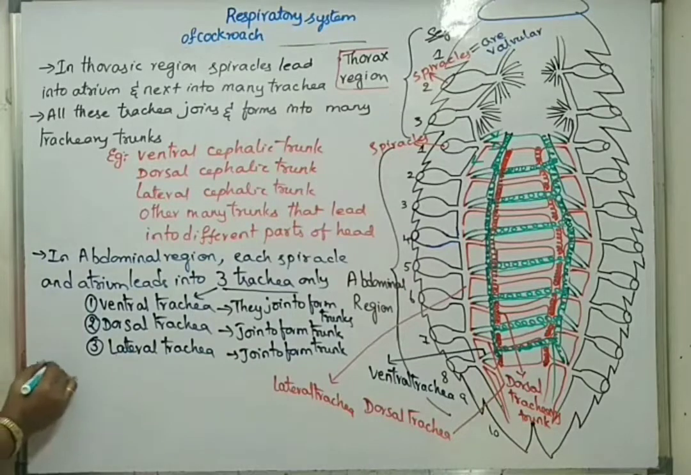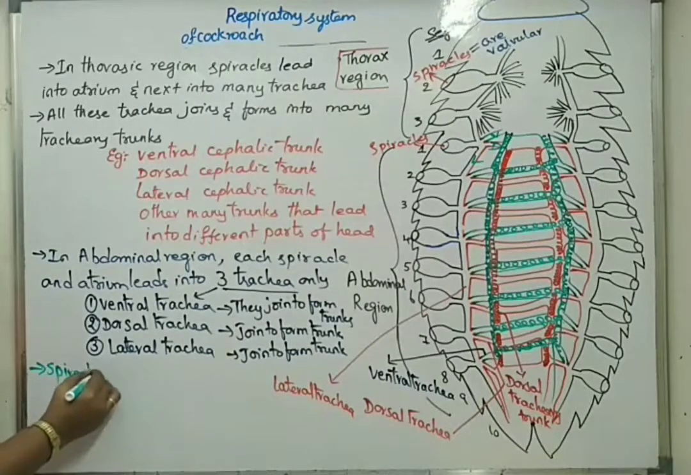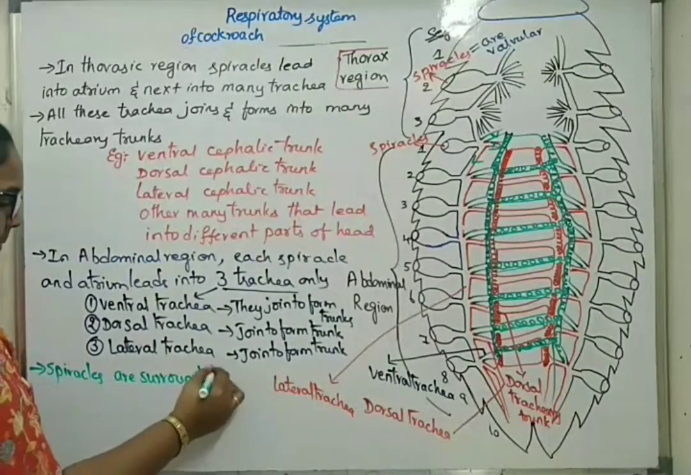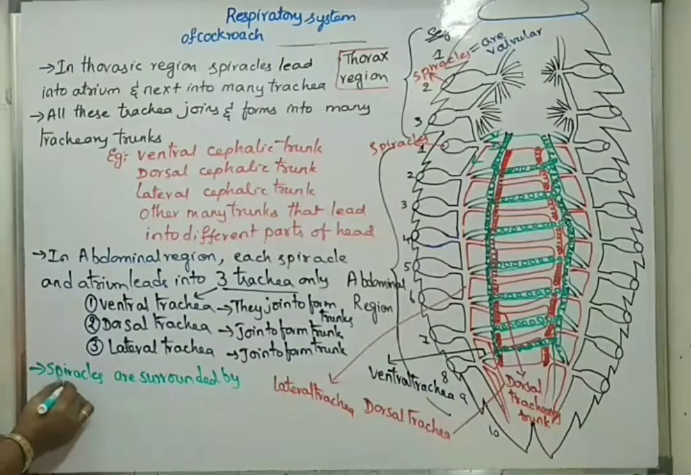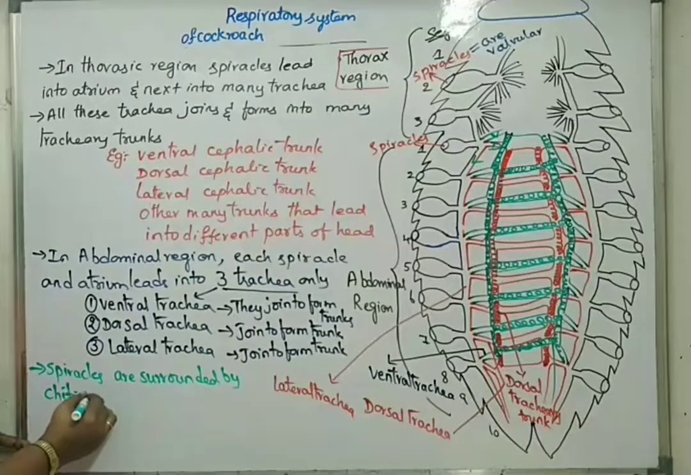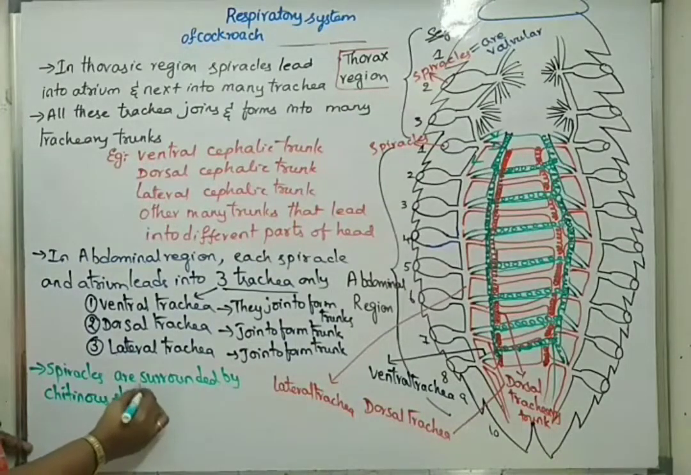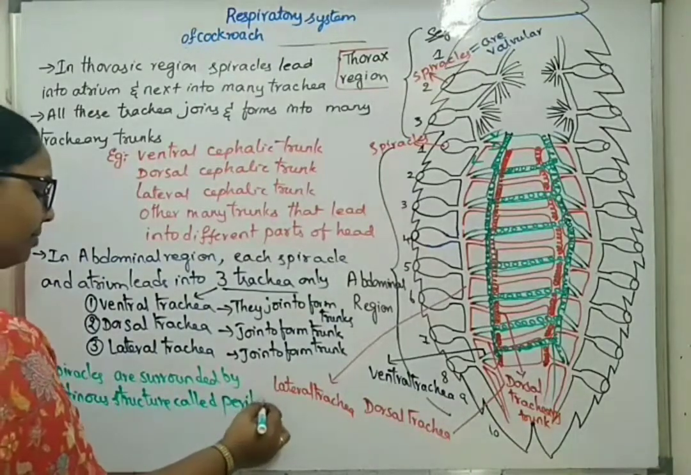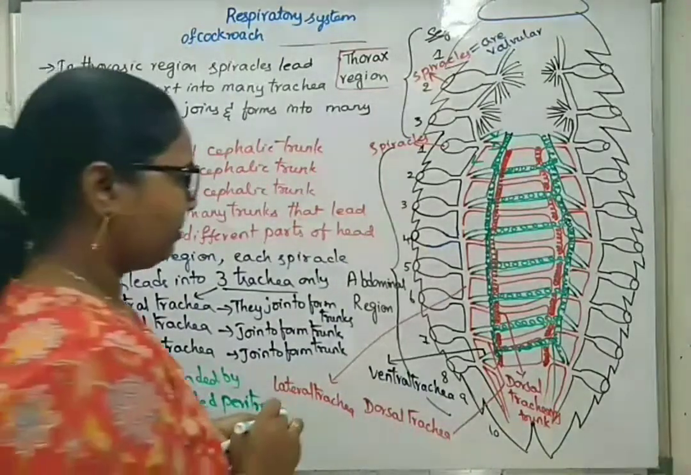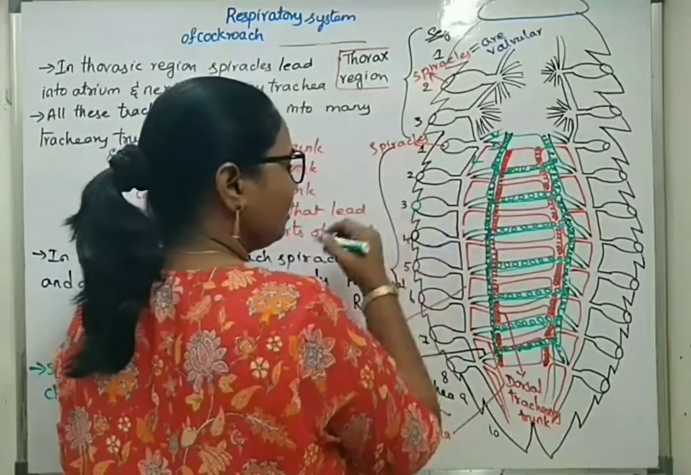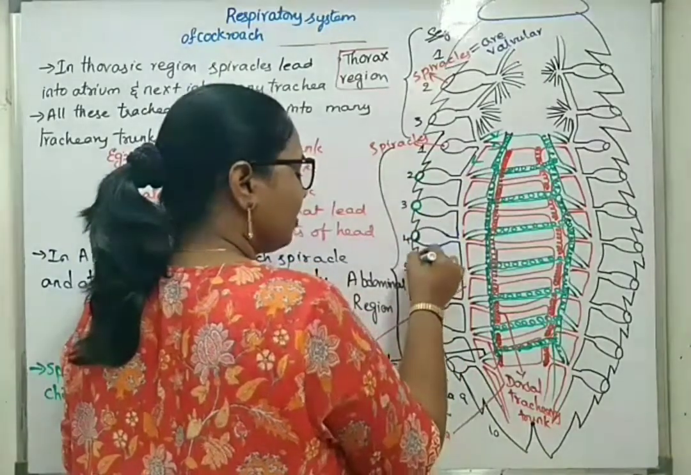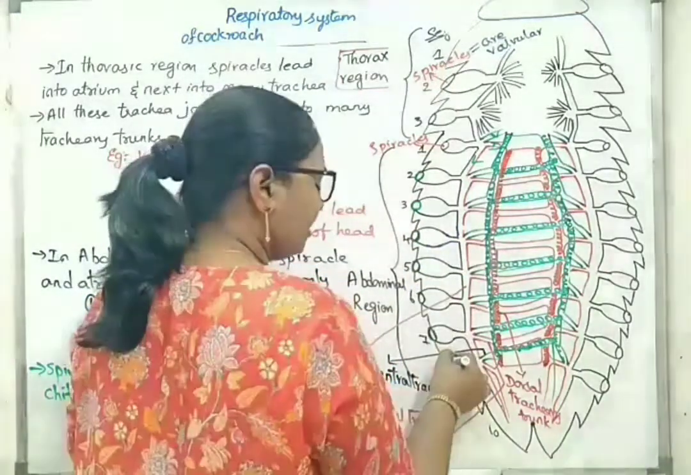Coming to spiracles. Spiracles are surrounded by chitinous structures. Chitinous means they are made up of homopolysaccharide chitin. Chitinous structure called periphery. Where is periphery? If this is the spiracle, we are talking about this structure, which is surrounding the spiracle tip region. This one.